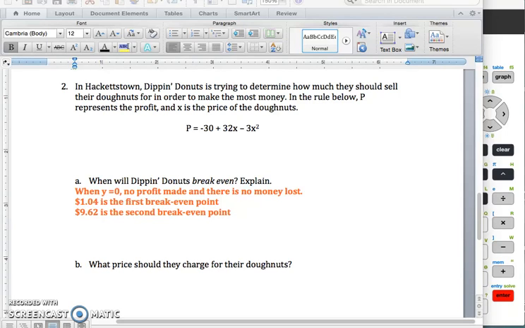This screencast is for profit quadratics, and I'm going to do the maximum profit in this one. So in Hackettstown, Dippin' Donuts is trying to determine how much they should sell their donuts for in order to make the most money. In the rule below, P represents profit and x is the price of the donuts. So the profit is equal to negative 30 plus 32x minus 3x squared. In the last video, I determined the break-even points. So in this video, I am going to determine the price they should charge to maximize their profits.